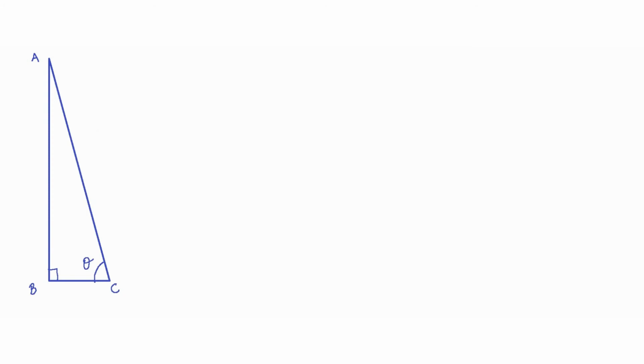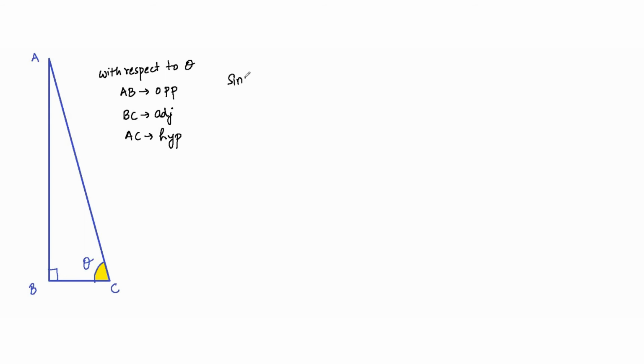So let's consider a right angle triangle ABC where theta is the angle of reference. With respect to theta, I know that AB is the opposite side, BC is the adjacent side, and AC is the hypotenuse. Let us now write the trigonometric ratios for angle theta.